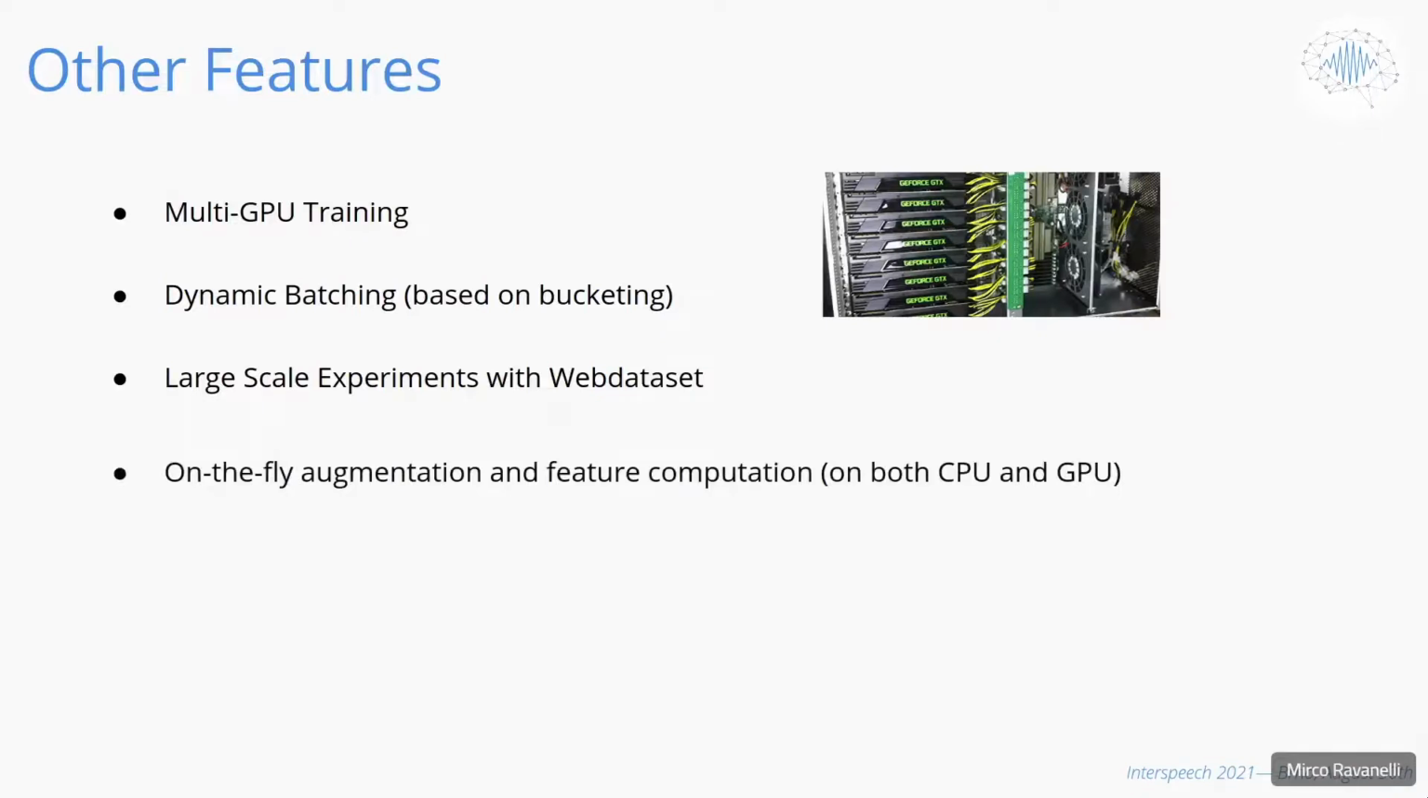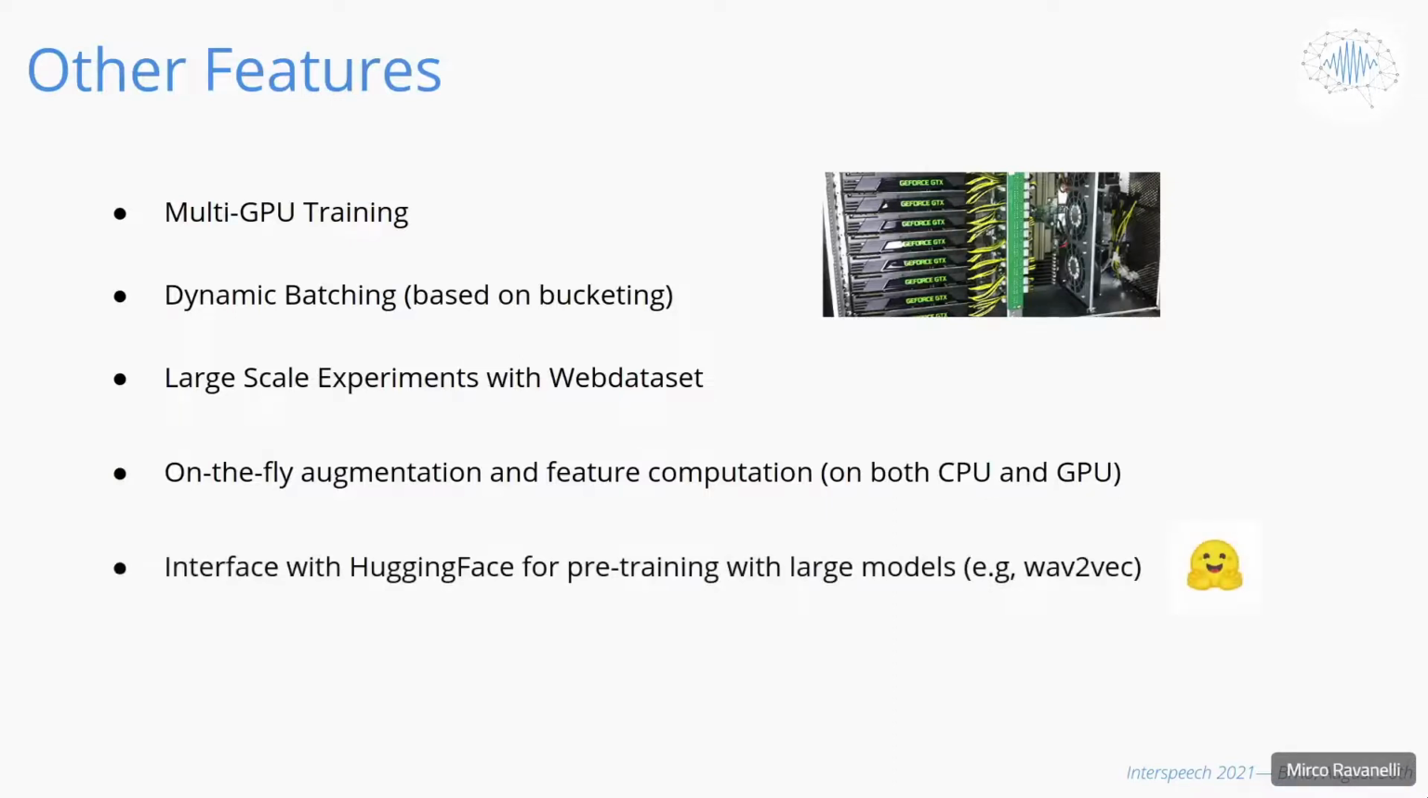All right. Also, we use a lot of on-the-fly augmentation and feature computation on both CPU and GPU, so you don't have to save a lot of information on your disk. You just give the waveform as input, and SpeechBrain normally does on-the-fly augmentation and feature computation without needing to store many versions of the dataset on disk. Also, we have this special collaboration with Hugging Face. We are trying to put our models on Hugging Face, but at the same time, we are trying to take advantage of their models, like Wav2Vec, etc.